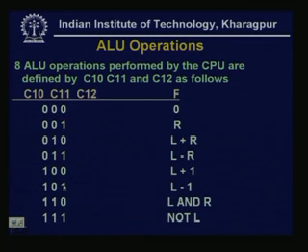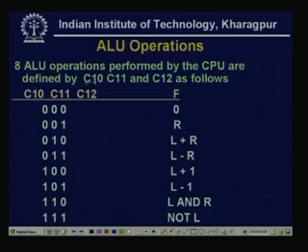Now, we see the 8 ALU operations performed by the example CPU that are defined by 3 control signals C10, C11 and C12. C0 to C9 we have already defined. C10, C11, C12 can take 0 0 0 to 1 1 1, these 8 possible values. For each 3 bits, one ALU operation is defined.